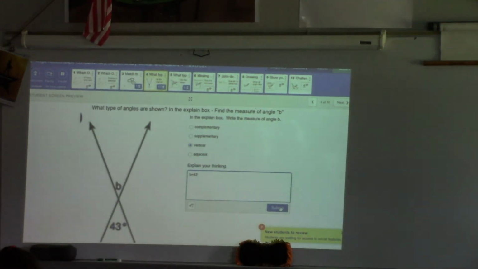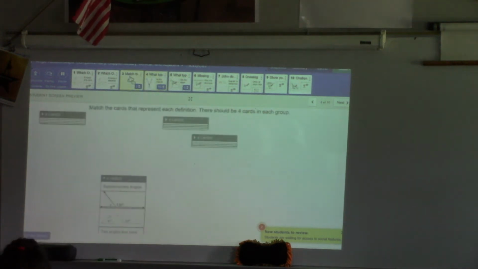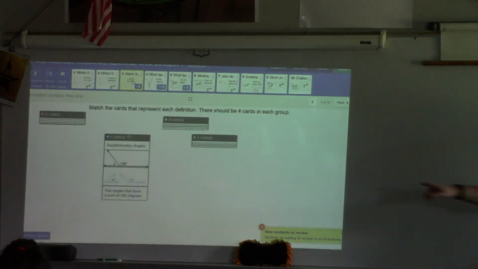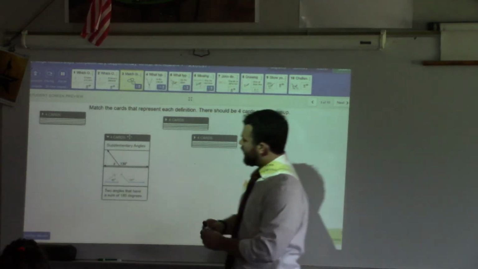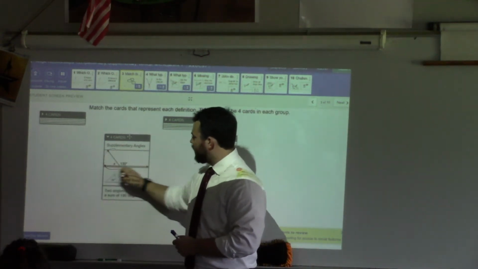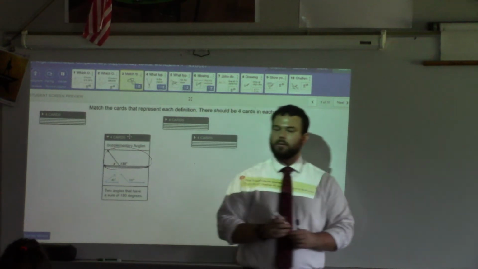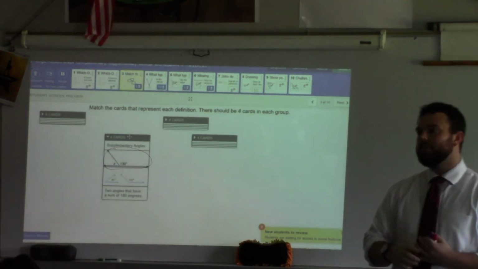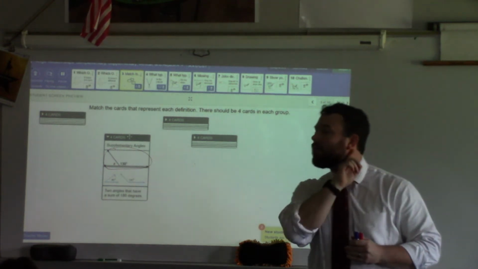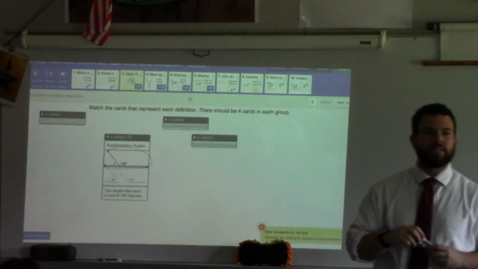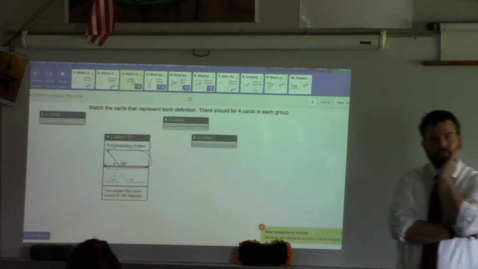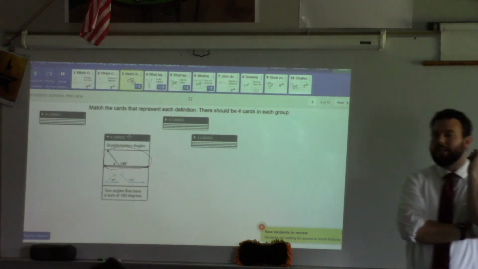Yes? Oh, by the way, I meant to bring this up. My bad for not doing this earlier. If we look here at these supplementary angles again, does anyone know another name for these two angles? Obtuse. One of them is obtuse. Okay, there's some rays involved, but look again at your notes. A linear pair.